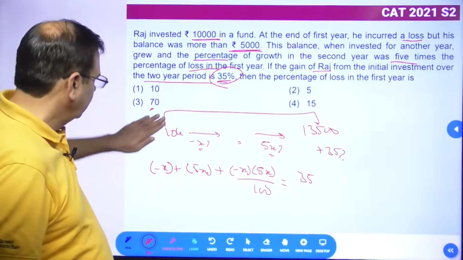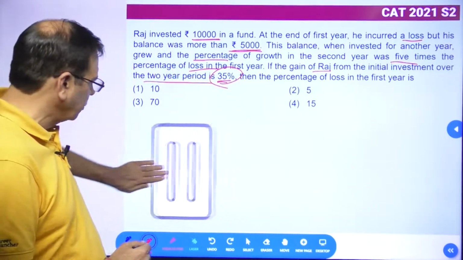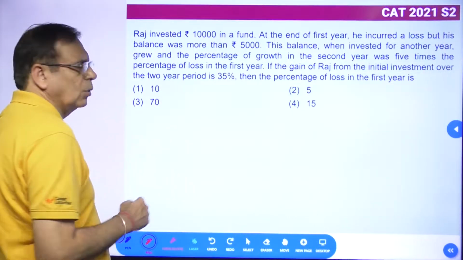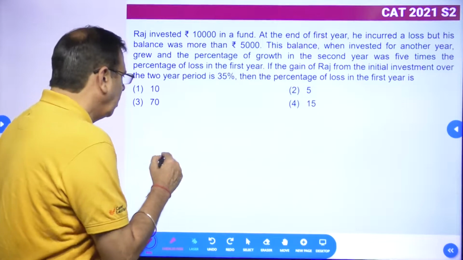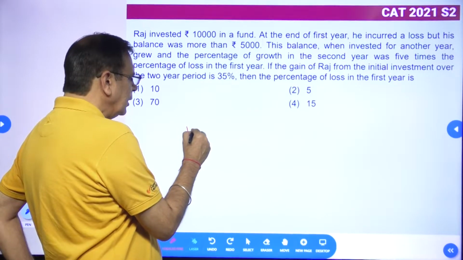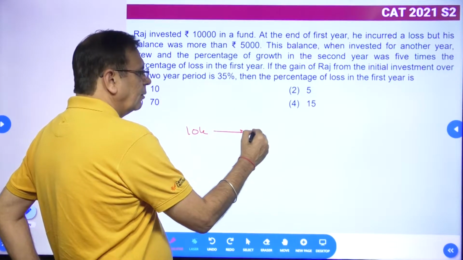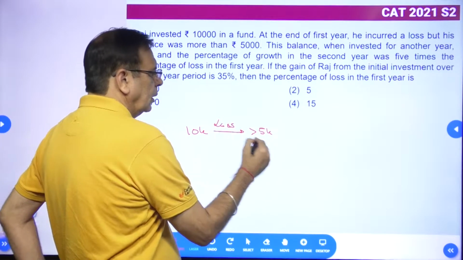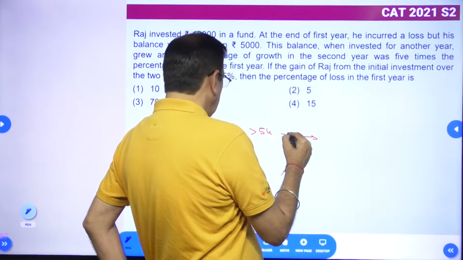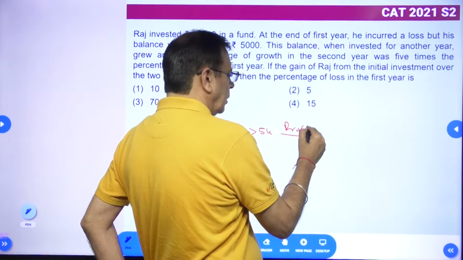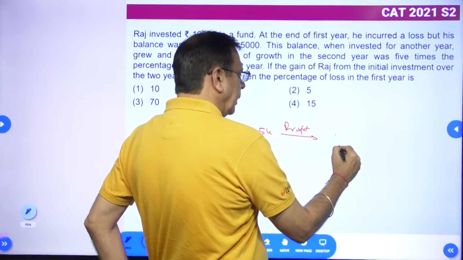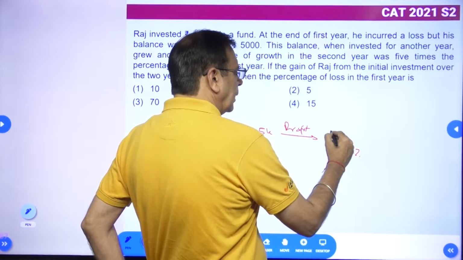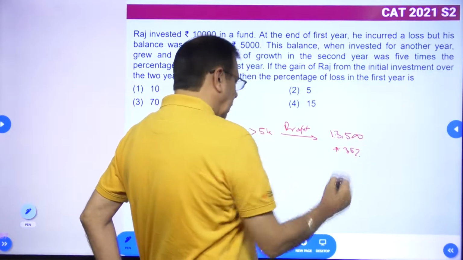So let's now solve the question. You can solve the equation yourself. That equation is not something which I am very keen on solving. Now what happens? Initially you have 10K. After 1 year, you are greater than 5K, but you have a loss. And then you have a profit. And then overall it is becoming plus 35%, that means 13,500.